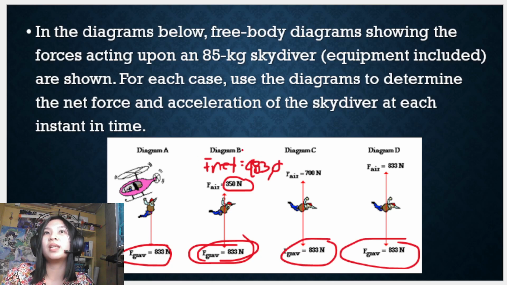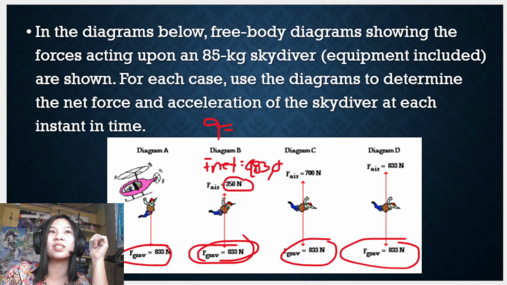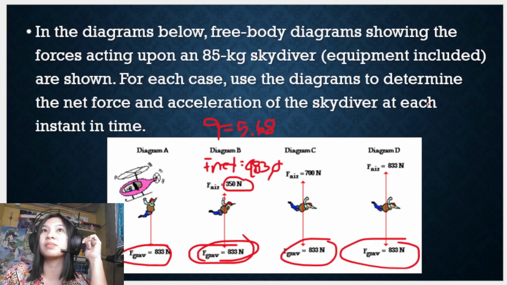Since nag-change man ang iyang F net, mag-change po ang iyang acceleration. So, the acceleration, kung diri ang iyang acceleration is, because it is in a state of free falling, 9.8, iyang acceleration diri sa B becomes 5.68. Basi nag-wonder mo, unsaon nako ni siya pagkuha sa acceleration. Second law, F net is equal to mass times acceleration, or acceleration is equal to F net over mass. Mass is 85.